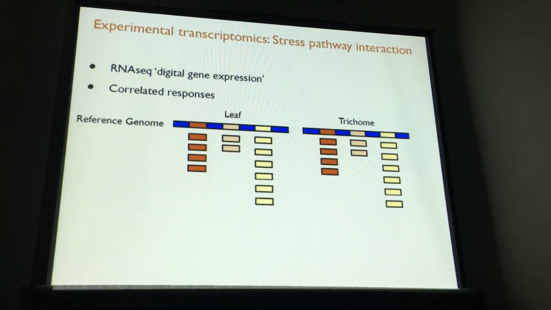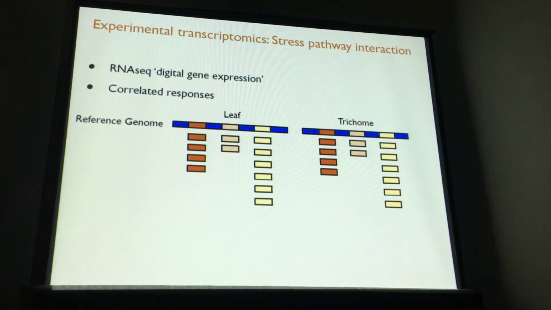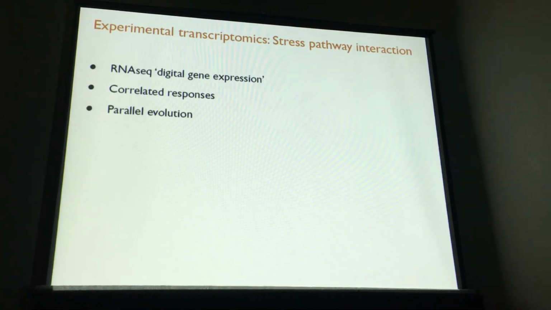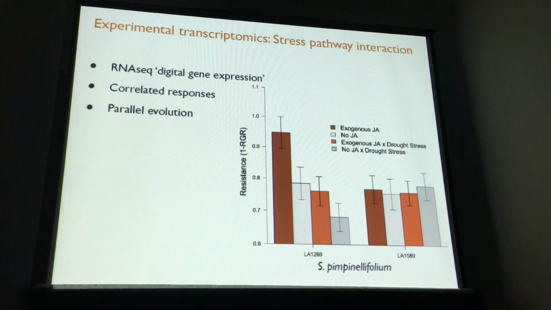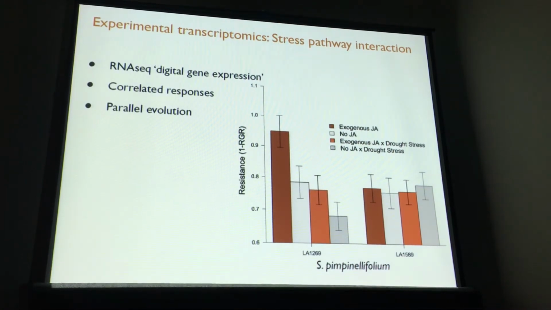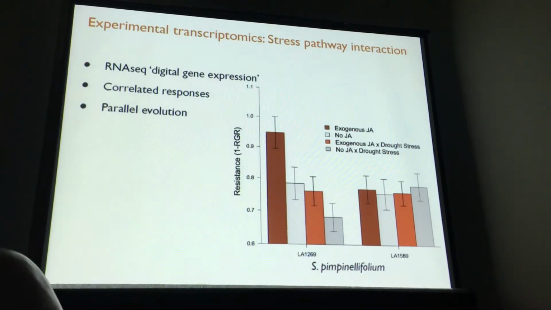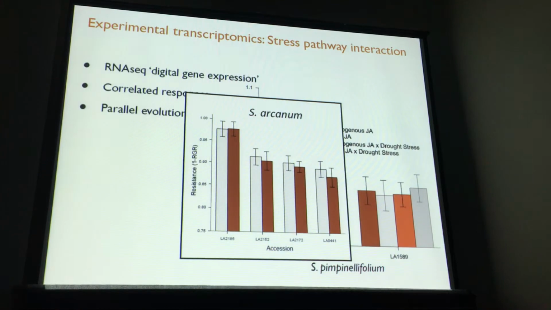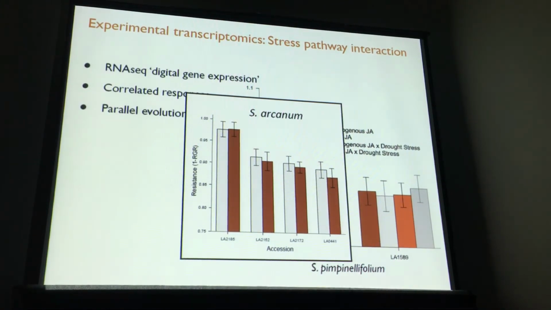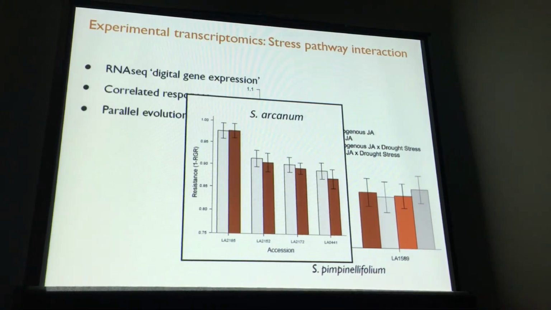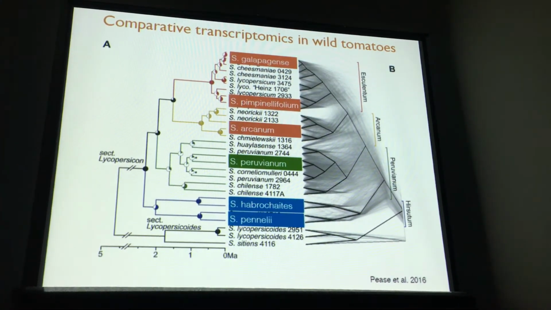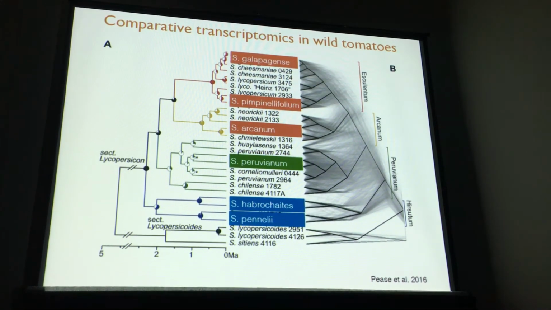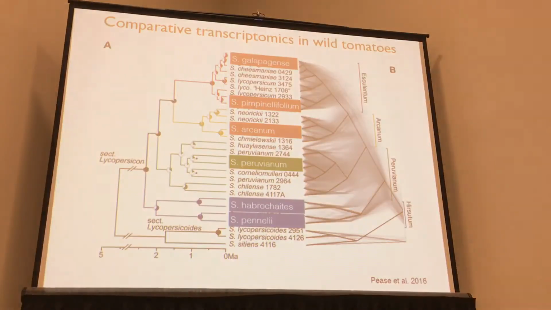So we're doing this across multiple tissue types to look for correlated responses. And we're also investigating parallel evolution by looking across multiple species. I showed you this polymorphism between two different populations in Solanum pimpinellifolium, but I have an entire species where every population I've looked in, there is no jasmonic acid response. So by going across the major groups within the tree, with multiple accessions within each species, we're able to develop a better understanding of parallel evolution in this system.